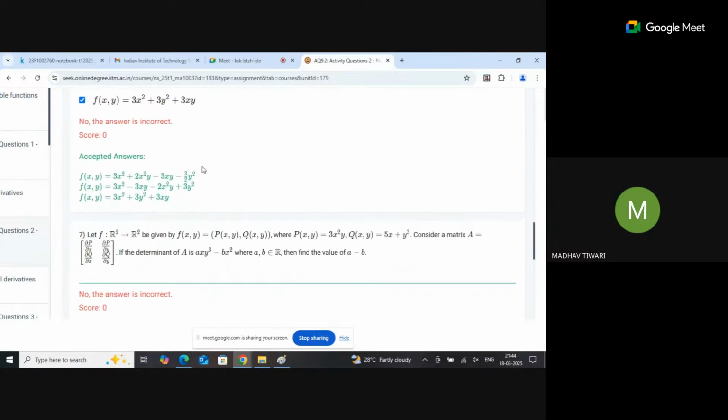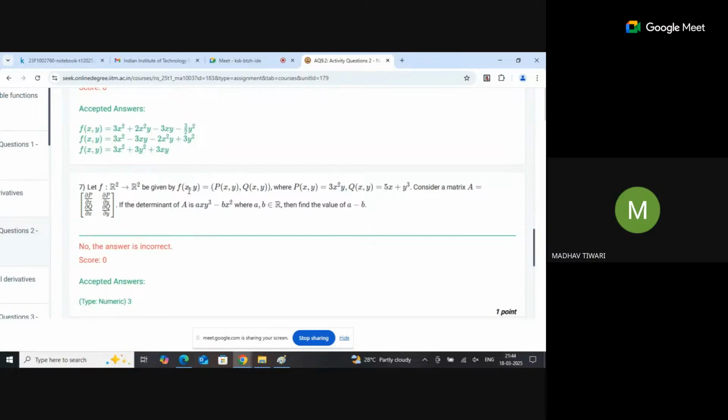Next is this one. Here we are given a function f(x, y) from R2 to R2, meaning this P and Q are scalar valued functions, right? P is given like this and Q is given like this. Now we have to form a matrix in this way: derivative of P with respect to x and derivative of P with respect to y, then derivative of Q with respect to x and derivative of Q with respect to y. So let's solve.